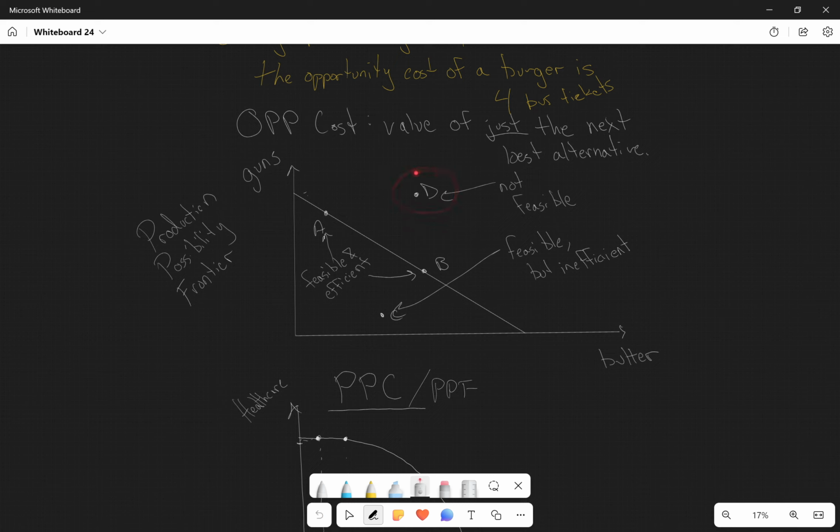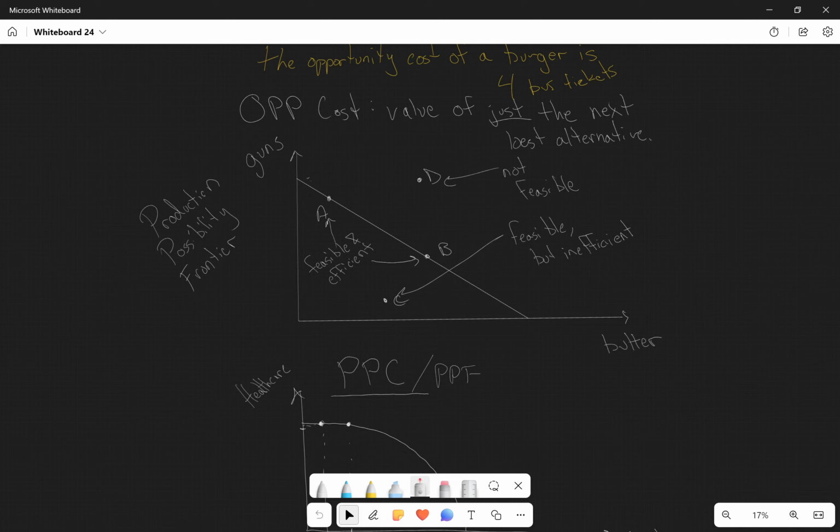The only way to get to a non-feasible point is to have an expansion of a budget line or a production possibility frontier. And those happen, a budget line would happen when your income increases. A production possibility frontier would happen when either capital, labor, or technology increase.